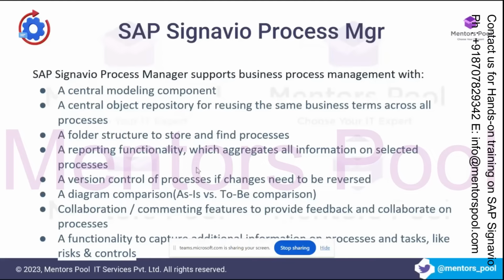Lastly, there is a reporting functionality. We will look into some reporting functionality that can help you create documentation out of the process diagram you have created. Version control is there, so whatever changes you make, versions are stored: version 1, version 2, version 3. You can see all those versions. We have collaborating and commenting features, as I told you earlier, and functionality to capture risks and controls. These are all features of SAP Signavio Process Manager, which make it a more complete business process management solution.